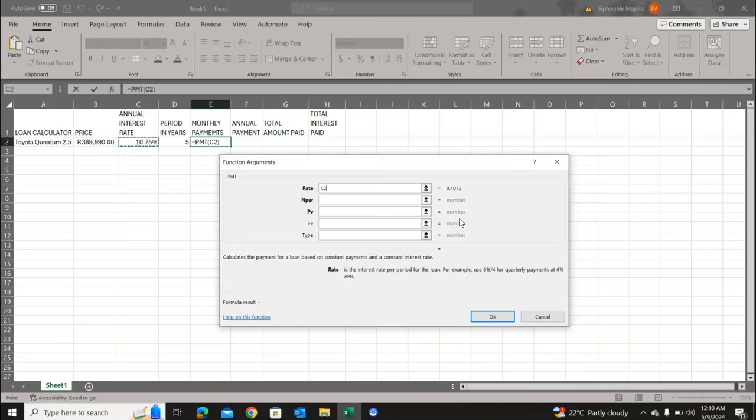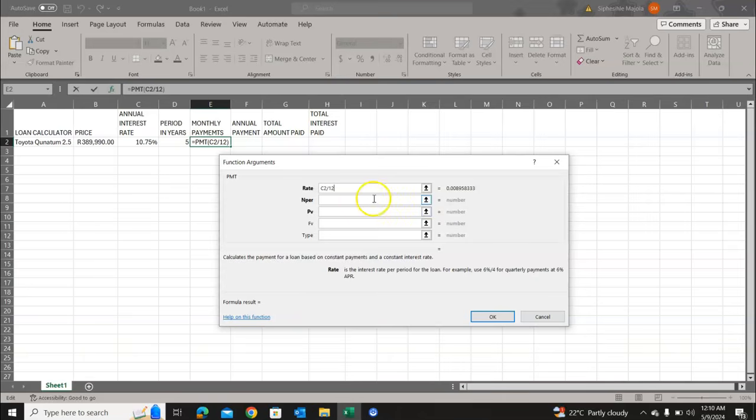However, if one has to calculate a monthly payment, how are we then going to do this? One divides the 10.75 by 12 to see how much interest we are paying on a monthly basis, because it's a calculation of monthly payment. So we are going to take 10.75 and divide it by 12.